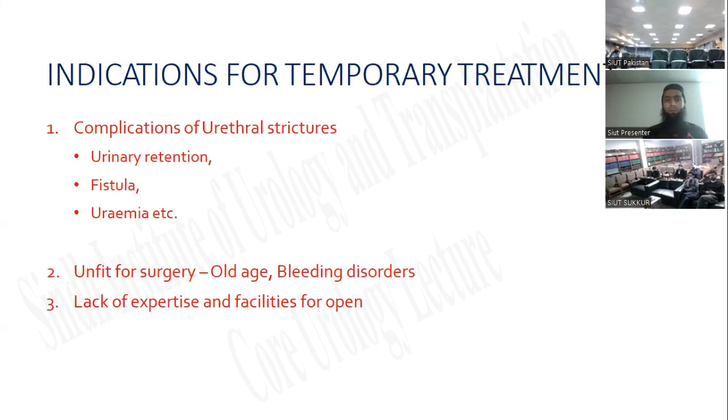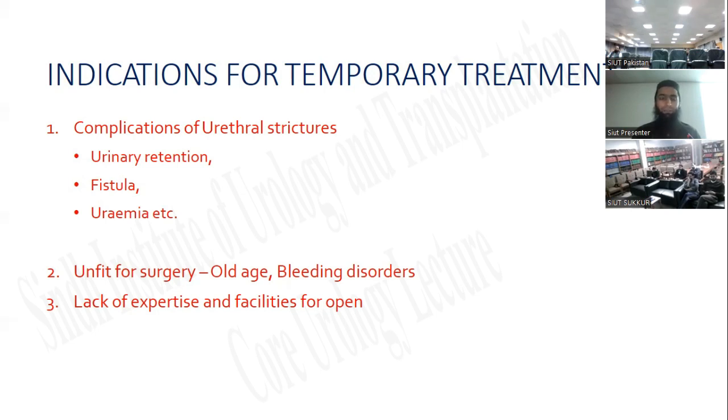What are the indications of temporary treatments? When a patient comes to you with retention, or with continuous leakage of urine from the penile shaft or the scrotum or the perineum, or there is a uremic symptom in the patient, which is a complication of the urethral stricture. At that time, first you have to divert the urine, and the temporary measure is suprapubic catheterization.